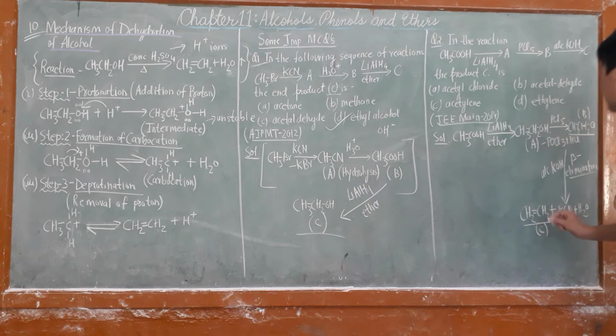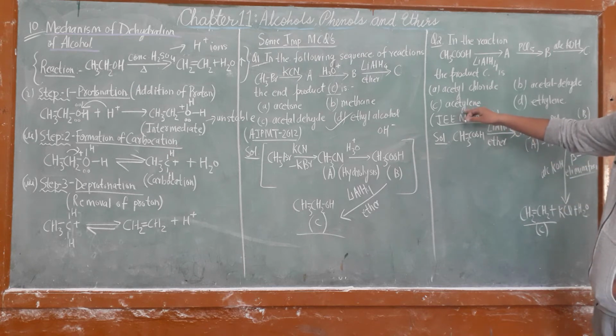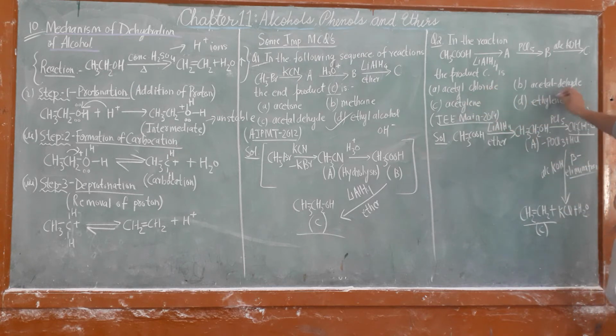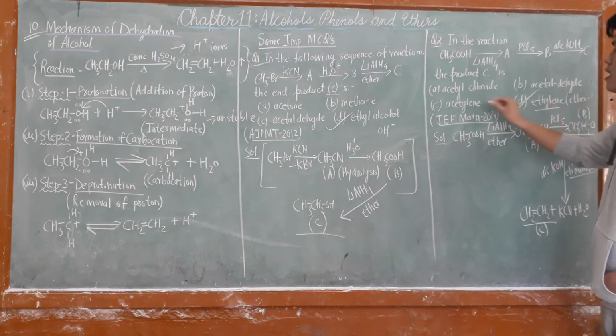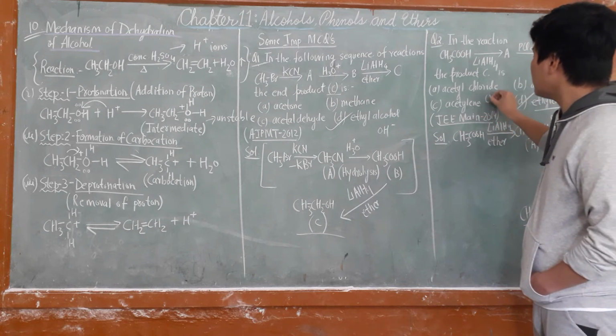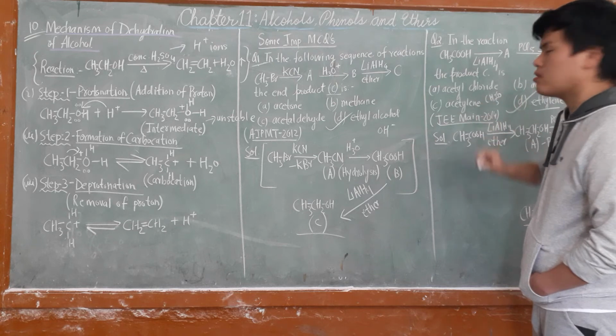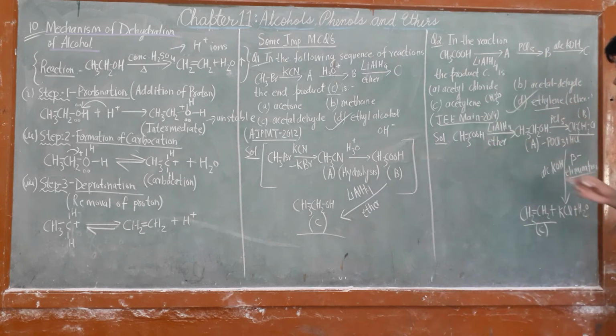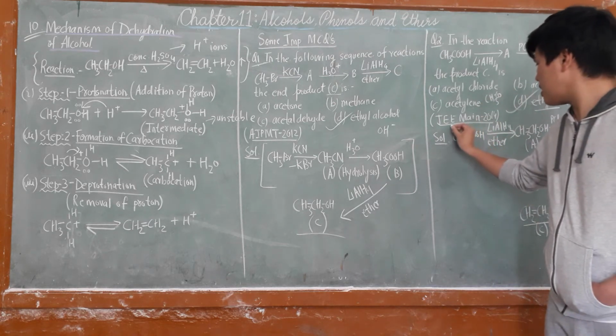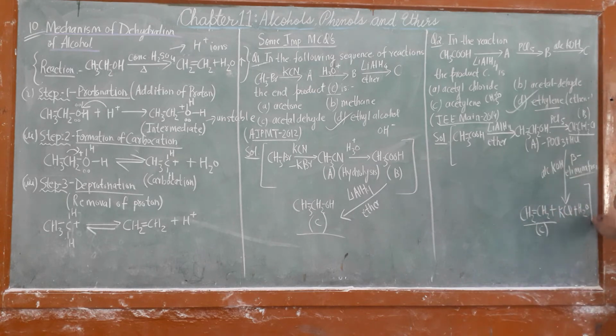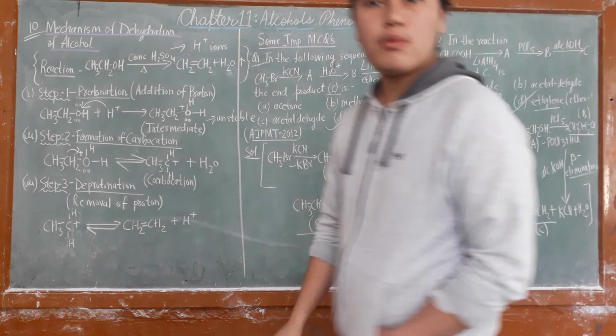Now product C is an alkene. Acetylene, acetyl chloride, acetylene, ethylene. D is your correct answer, because ethene is also ethylene. Acetyl means what? CH3CO group. So your answer will be option number D. This is the reaction reference. Okay, now let's solve some more questions.